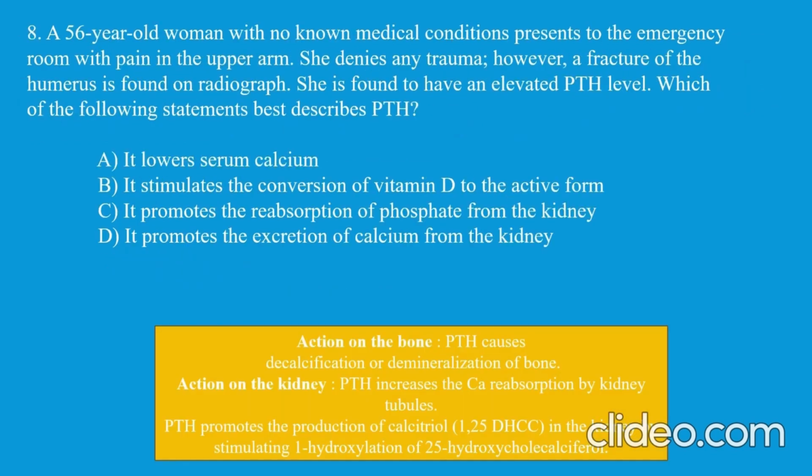Next question, a 56-year-old woman with no medical conditions presents to the emergency room with pain in the upper arm. She denies any trauma. However, fractures of the humerus are found on the radiograph, and she is found to have an elevated PTH level. Which one of the following describes best about the PTH? Simple, it is asking what are the functions of PTH. As you know, PTH increases the calcium level by demineralizing the bones, right? Demineralizing the bones. Otherwise, more functions of PTH are it reabsorbs calcium from the kidney tubules, and also it promotes the production of active vitamin D, that is from 25-hydroxycholecalciferol to the 1-hydroxylation of this compound, so that active vitamin D is synthesized in the kidney.